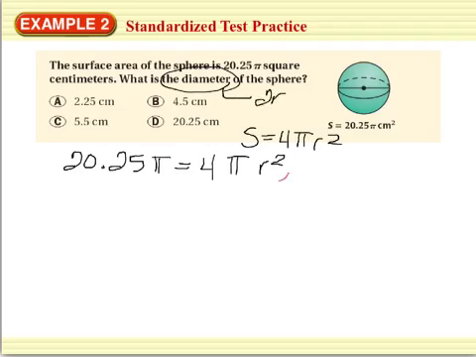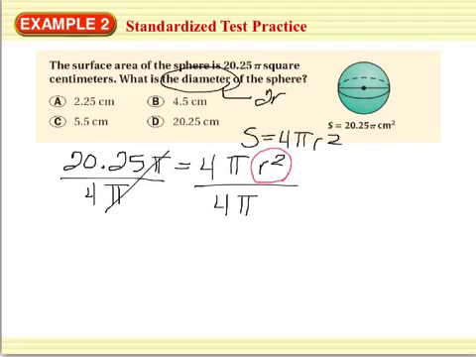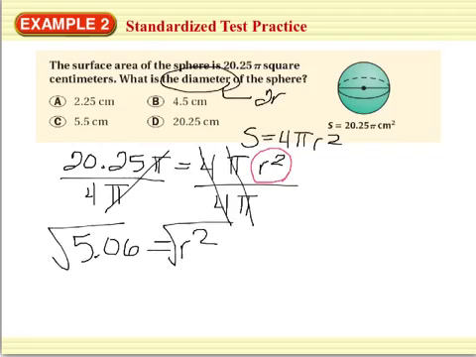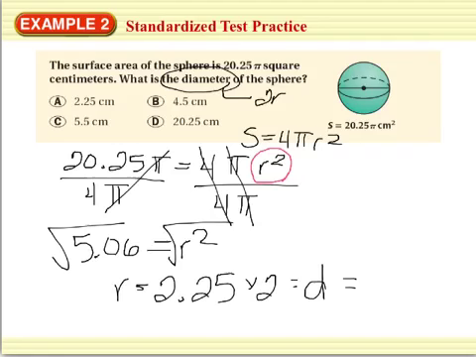So we can take this equation and solve for the radius. Divide both sides by 4 pi. You can just cross off the pi's, cross off the 4 on the right side. 20.25 divided by 4 is 5.06, equals r squared. Square root of both sides. R equals 2.25, times 2 is D, 4.5 centimeters.